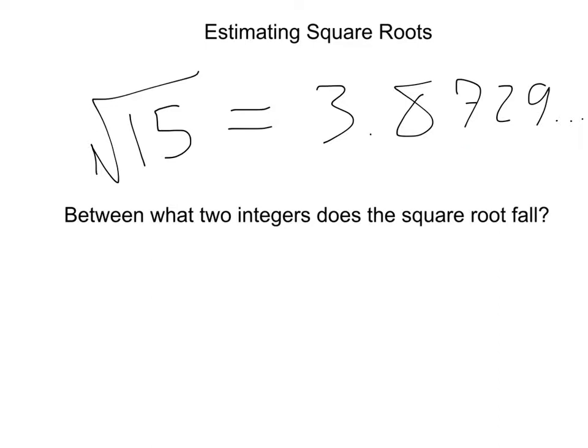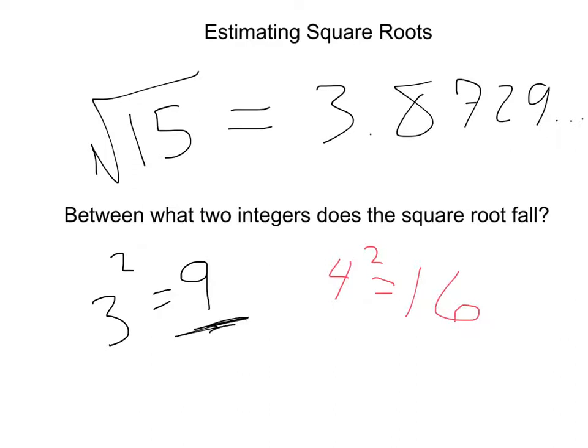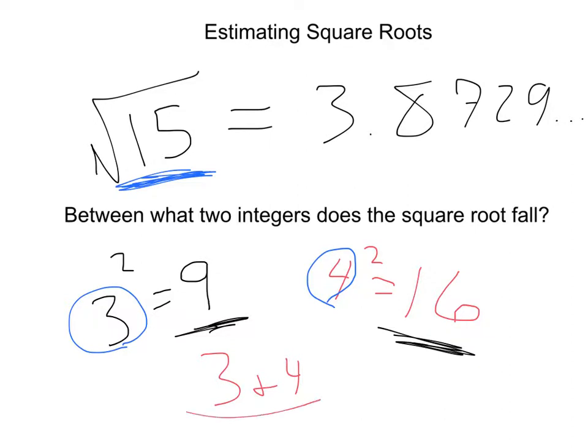But since we're not using our calculators, let's see if we can figure that out on our own. I do know that 3 squared, 3 times 3, is equal to 9. I also know that 4 squared, 4 times 4, is equal to 16. Because 9 and 16 are just below and just above the square root of 15, I know that these are going to have to be the integers that this square root falls between. So my answers for this one would be 3 and 4.